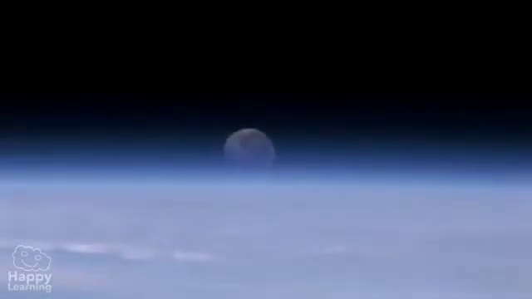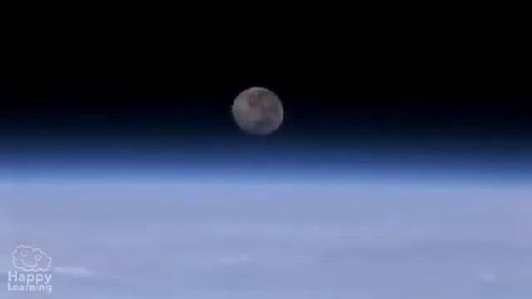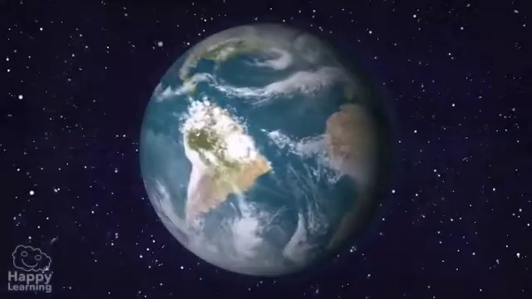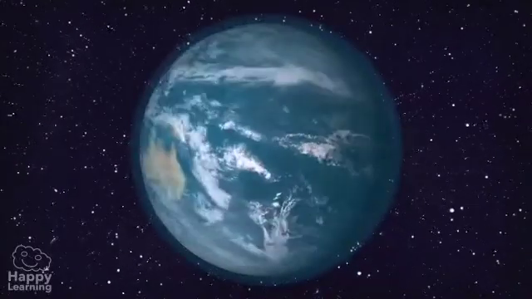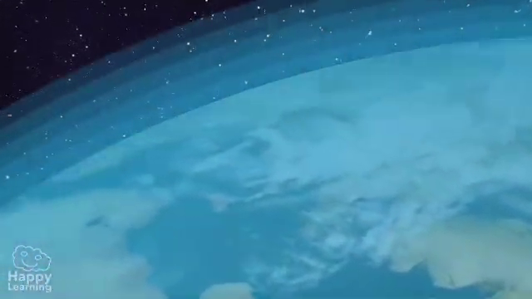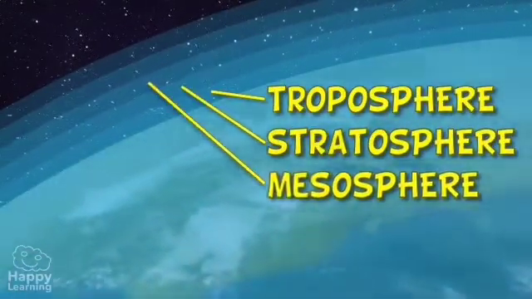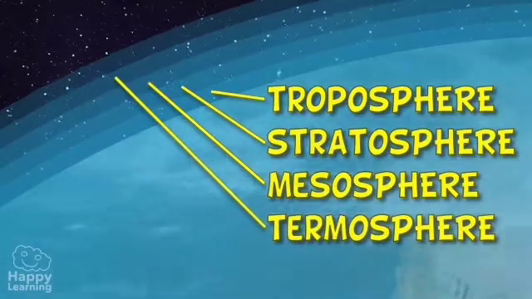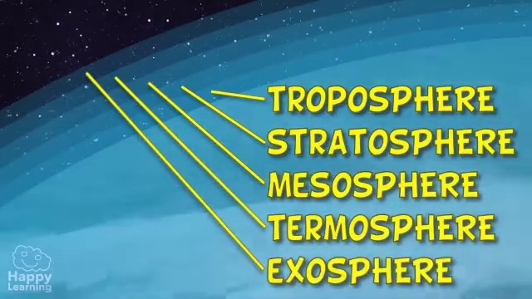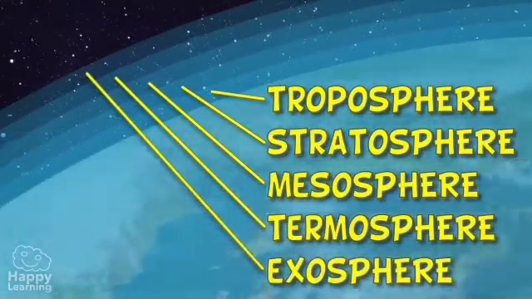The atmosphere isn't homogeneous. Instead, it changes its composition according to its height. It becomes less and less dense with less and less air. Because of those differences, we divide the atmosphere into 5 layers called the Troposphere, Stratosphere, Mesosphere, Thermosphere and Exosphere. We're going to know more about each one of them.